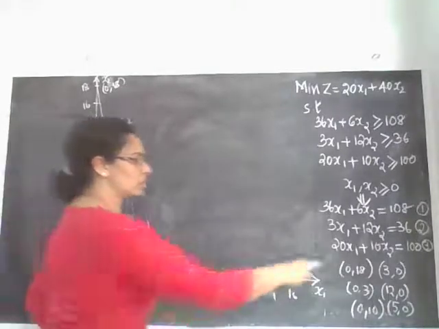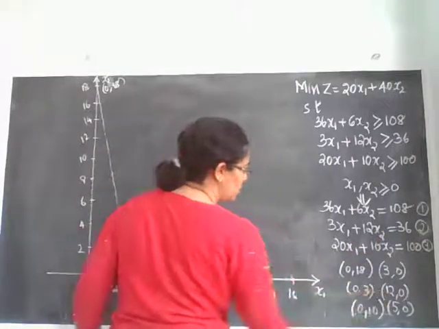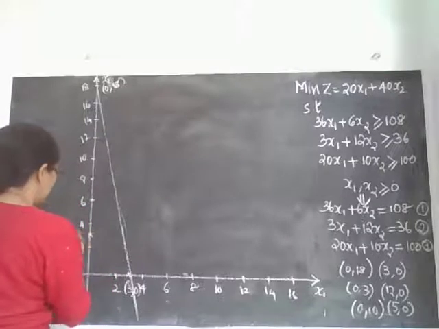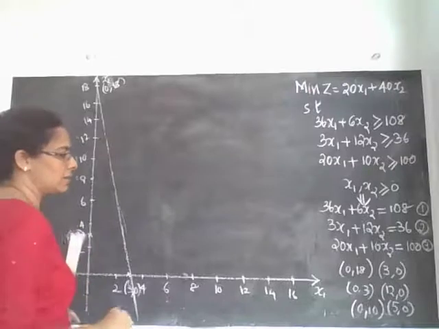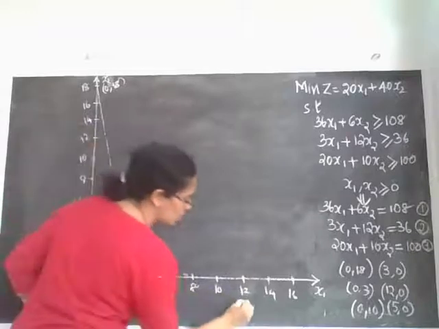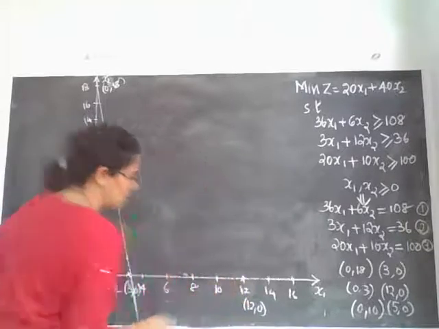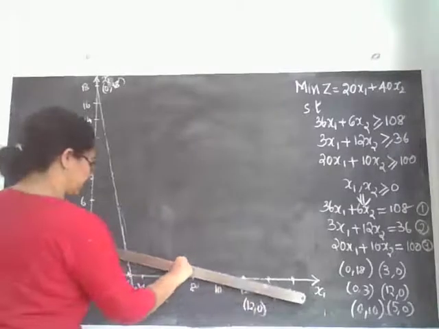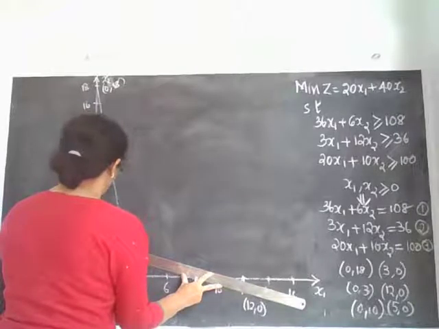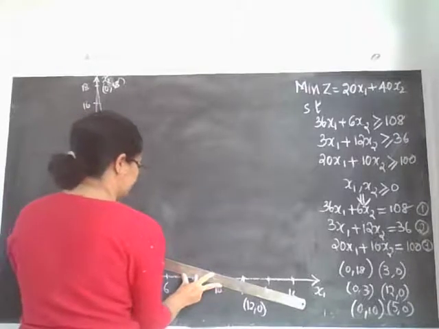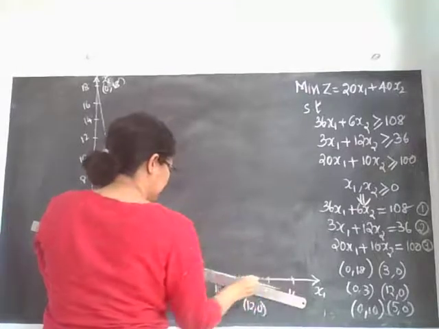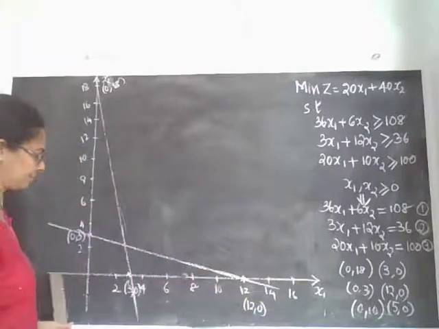Now the next one is 3x1 plus 12x2 equal to 36. Other points are (0, 3) and (12, 0). (0, 3) means x1 is 0, x2 is 3. So this is the point (0, 3). Next (12, 0): x1 is 12, x2 is 0. So this is (12, 0). Connect those two points, so we got this line.